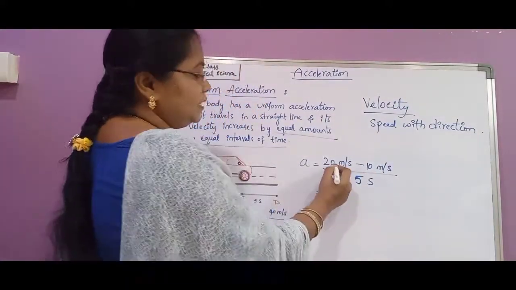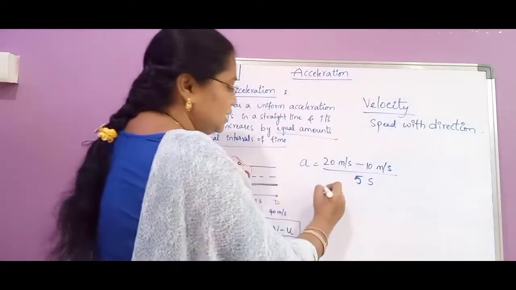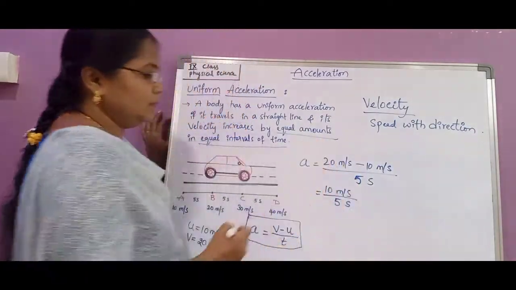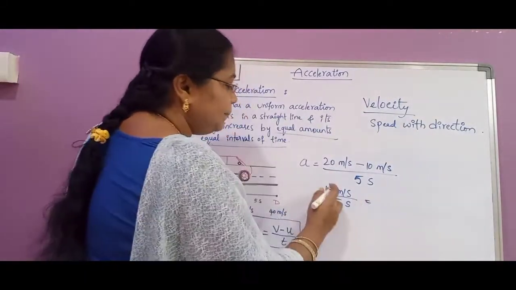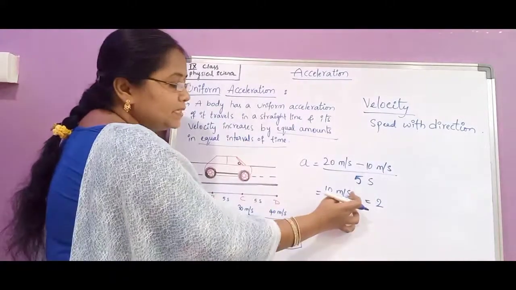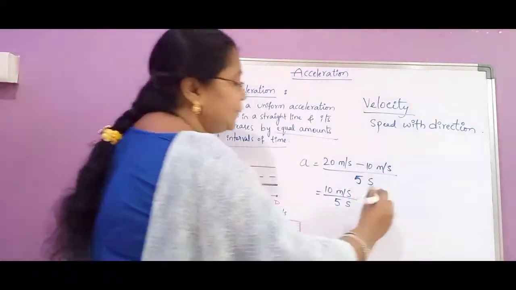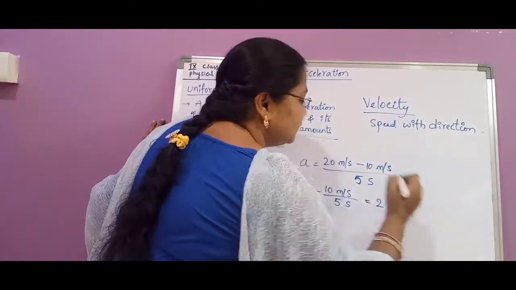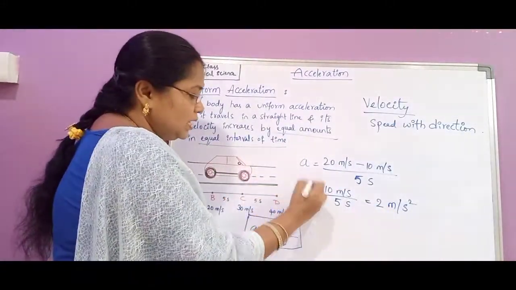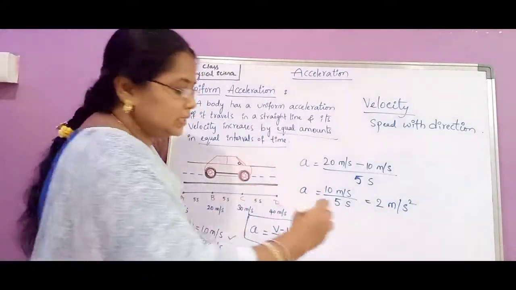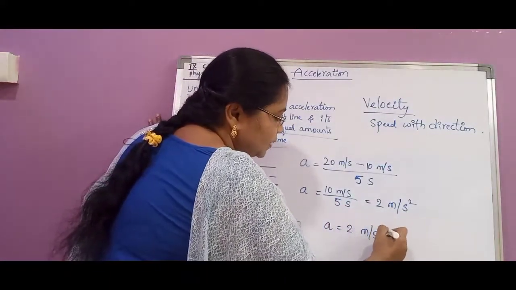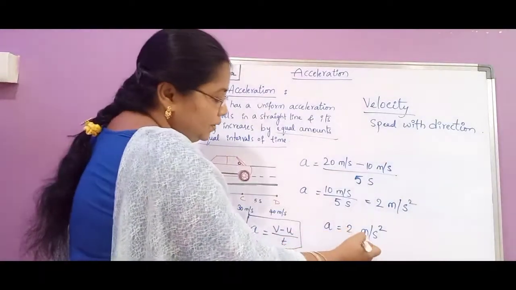Now 20 meter per second minus 10 meter per second is equal to 10 meter per second, divided by time 5 seconds. So 10 by 5 is equal to 2. And what about the units here? Meter per second, hence we have to write meter per second square. Meter per second square is the unit for acceleration. What are the SI units of acceleration? The unit of acceleration is meter per second square. So the answer is 2 meter per second square.